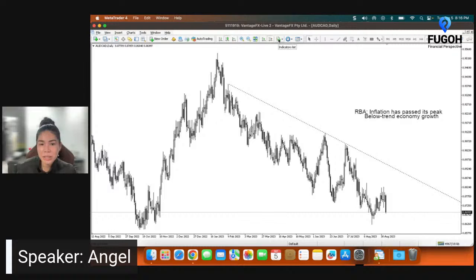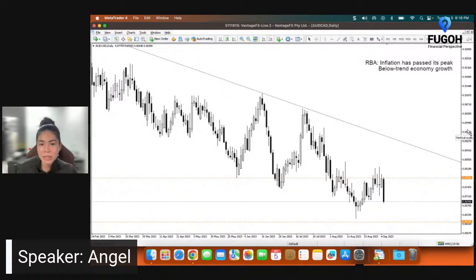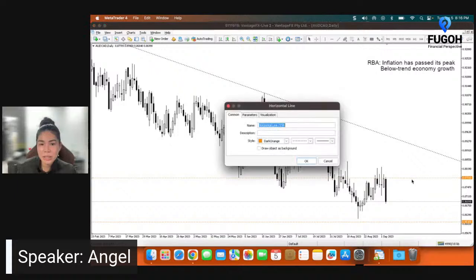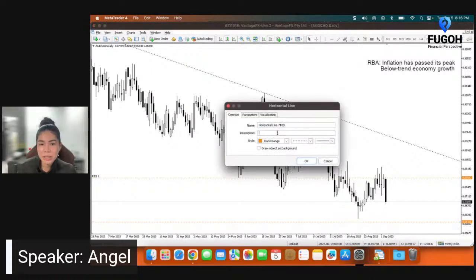Let me see where the nearest support is. The nearest support is somewhere here, and the nearest resistance is somewhere, let's say here. Right, so right now the price is already in the middle. We're quite late already. But that's fine. What I will do is wait for the price to go back to where I wanted it to be. This is resistance one and this is support one.